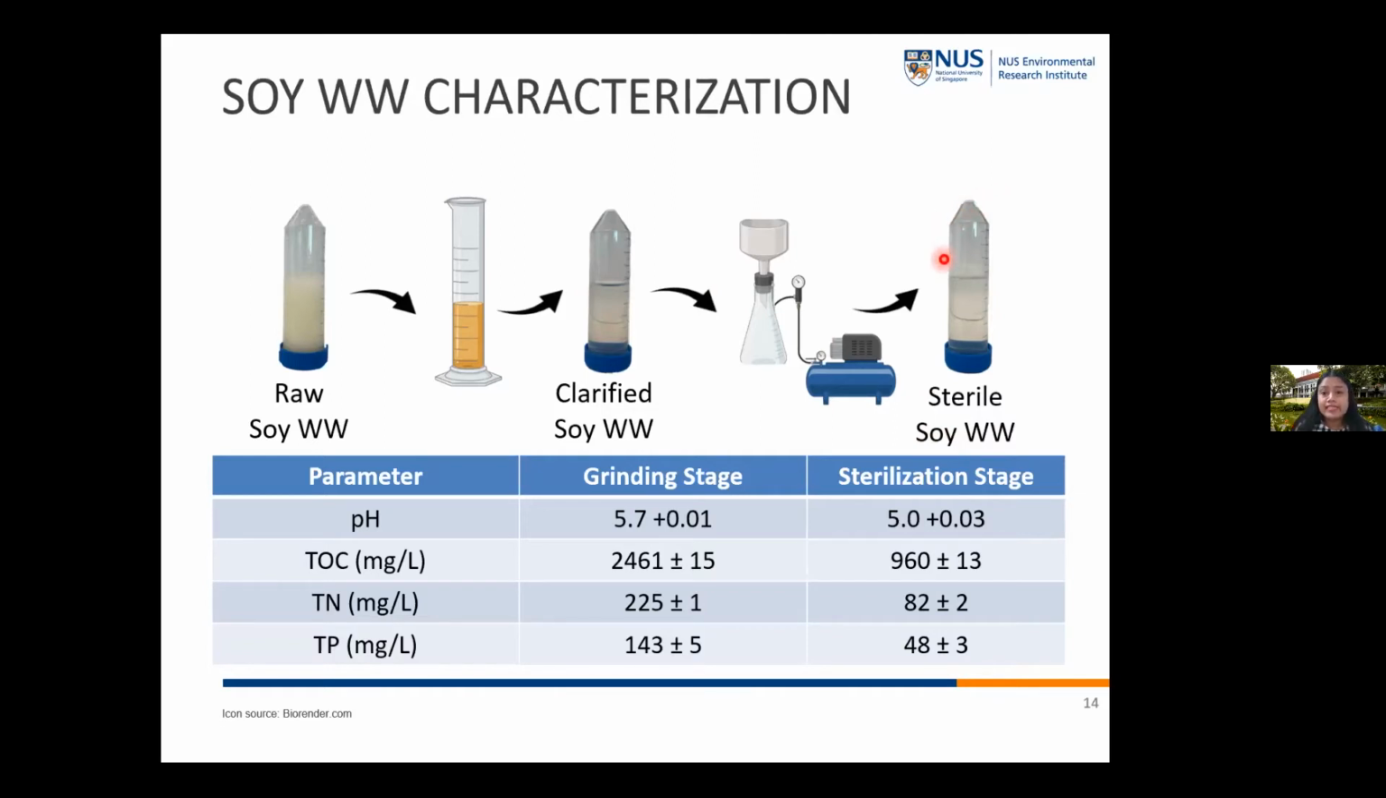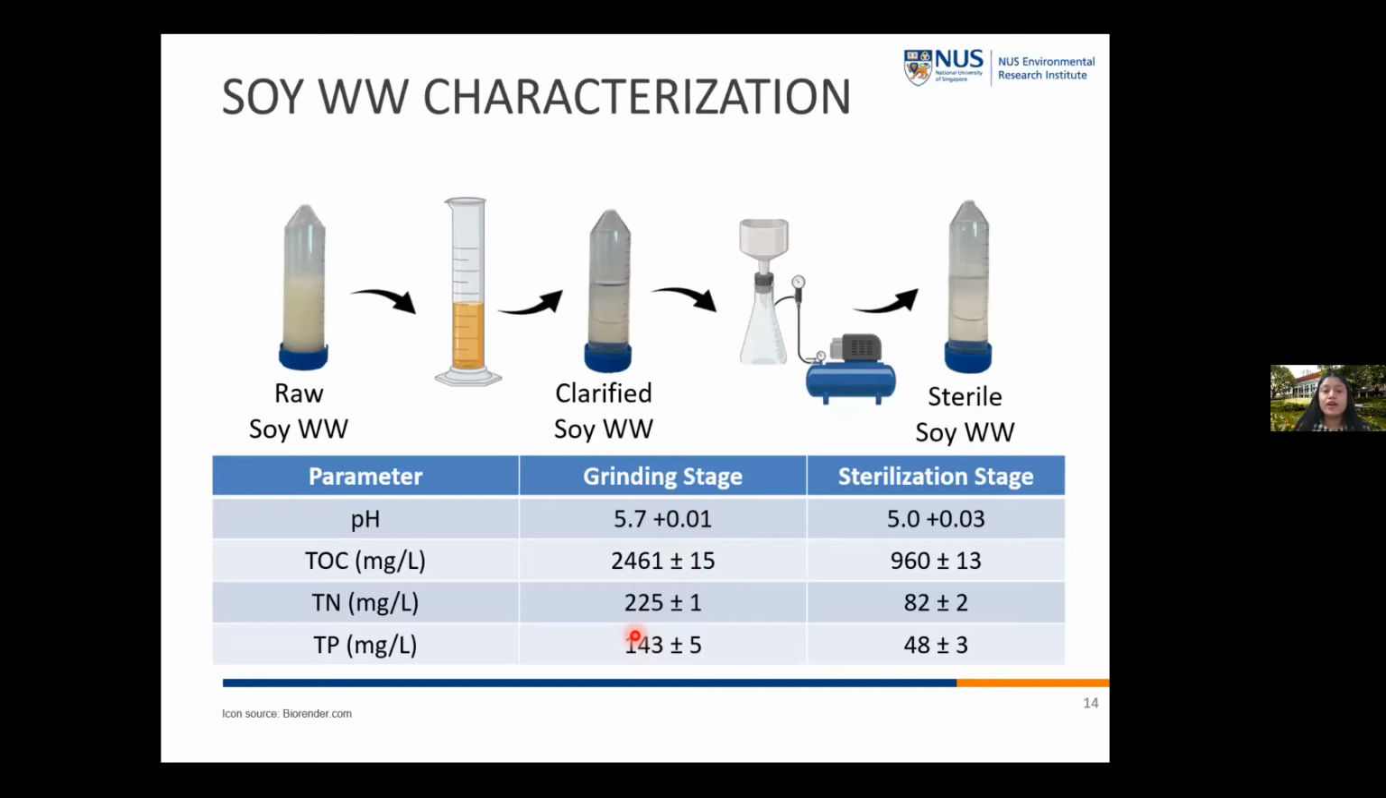We characterized this wastewater and found that the pH for both of these wastewaters was around 5 to 6, and the organic content, nitrogen and phosphorus of this wastewater was quite high, specifically for the grinding stage. So this proves that we definitely have to treat the food processing wastewater before we discharge, looking at these concentrations.